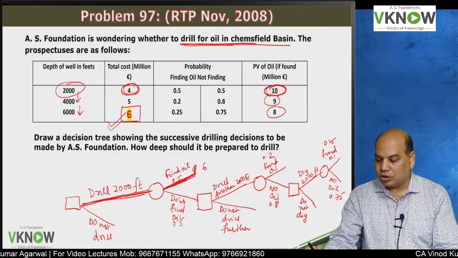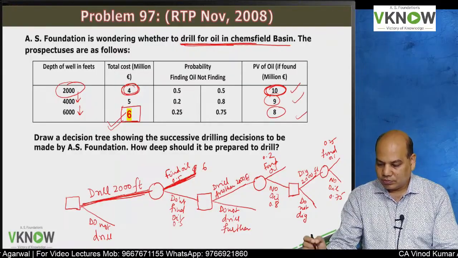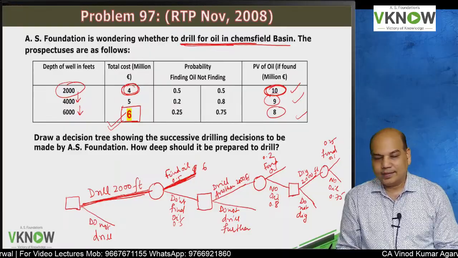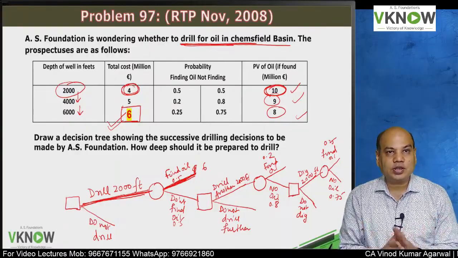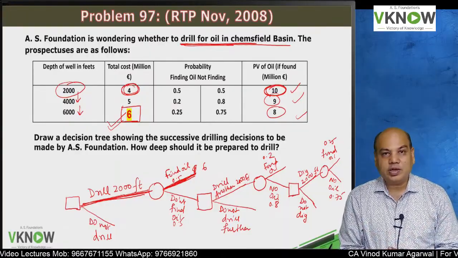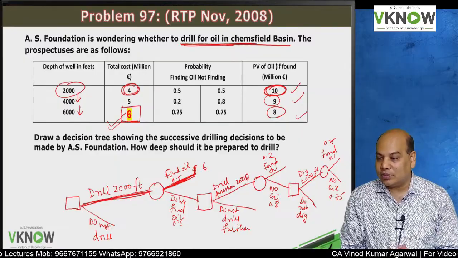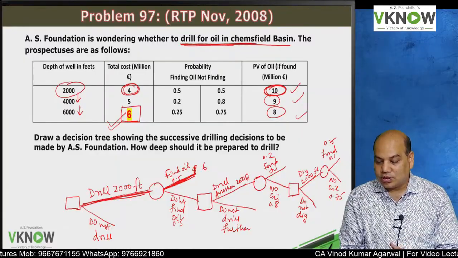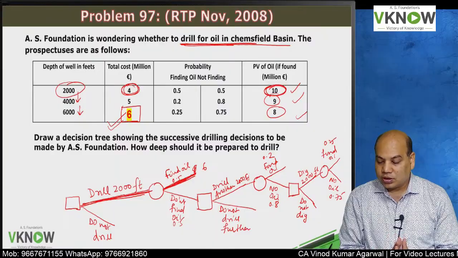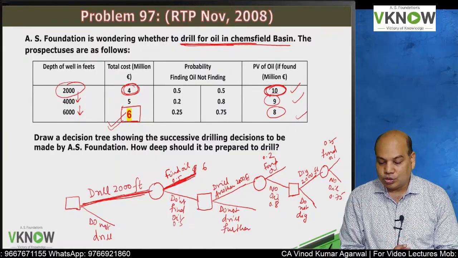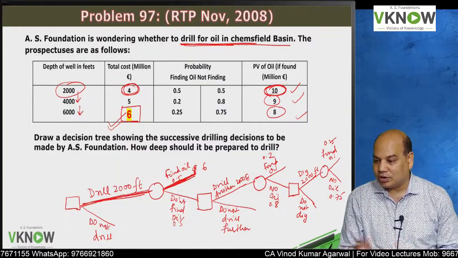And the PV of the oil is given here. So we don't have to do PV calculation in this question. All PV calculations have already been done for you. Draw a decision tree showing the successive drilling decisions to be made by AS Foundation.